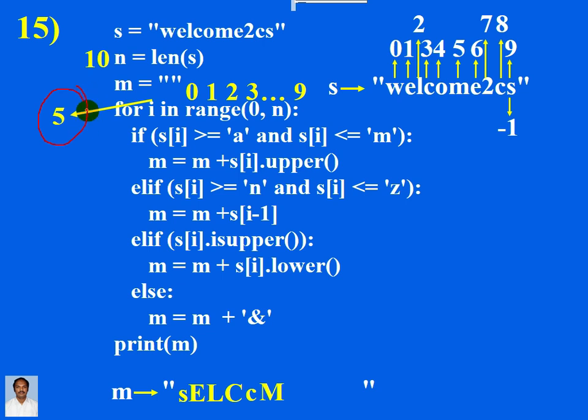I takes the next integer in the range 6. Now S of 6, what is S of 6? E. E greater than or equal to A and E less than or equal to M. Correct. So this will be executed. M concatenated with a small e dot upper. So here you get capital E. So here one capital E will appear. Now the I takes the next integer in the range 7.